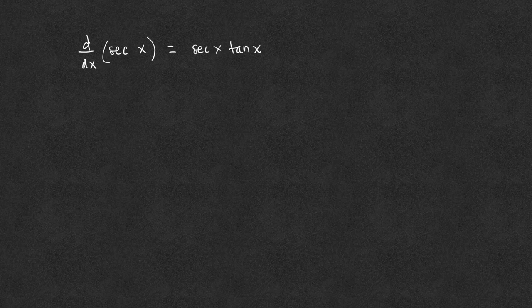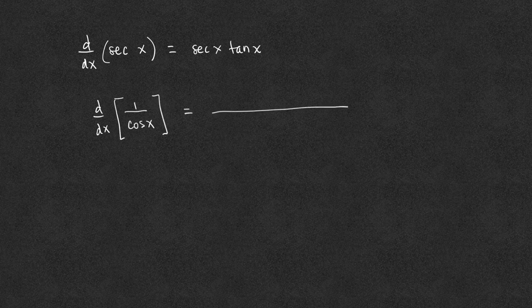The derivative of secant of x is secant of x times tangent of x. To see why this is true, we no longer need to use the limit definition because we know the derivative of sine and cosine already. First, we rewrite secant of x as 1 over cosine of x, and then we use the quotient rule.